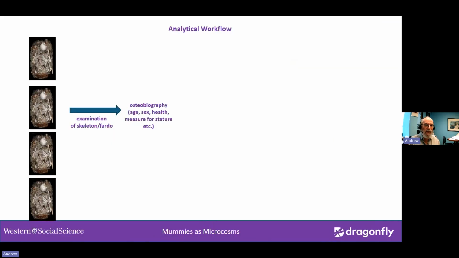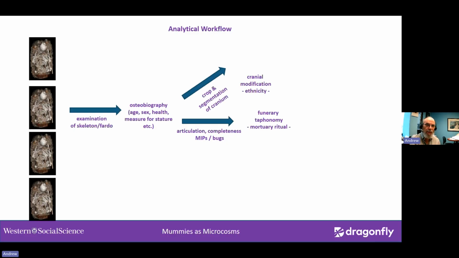And so the first thing that we're really interested in doing is determining what we call the osteobiography, and then that gives us our general workflow, so that we get into funerary taphonomy, which I will talk about. We look at cranial modification, which I'll describe.